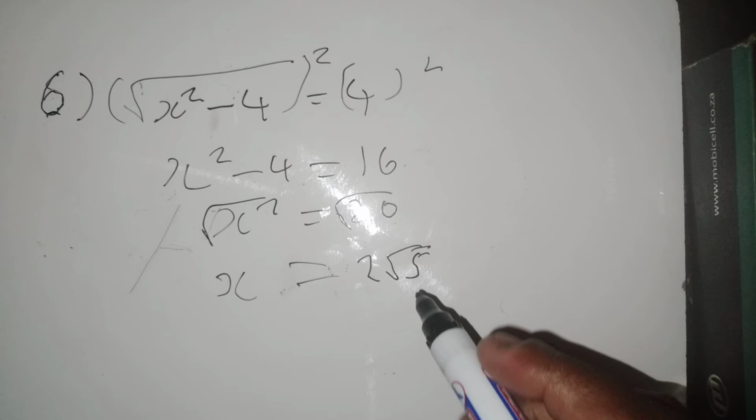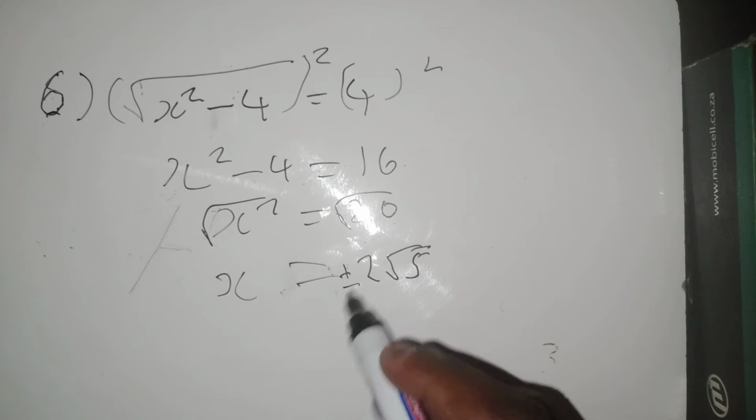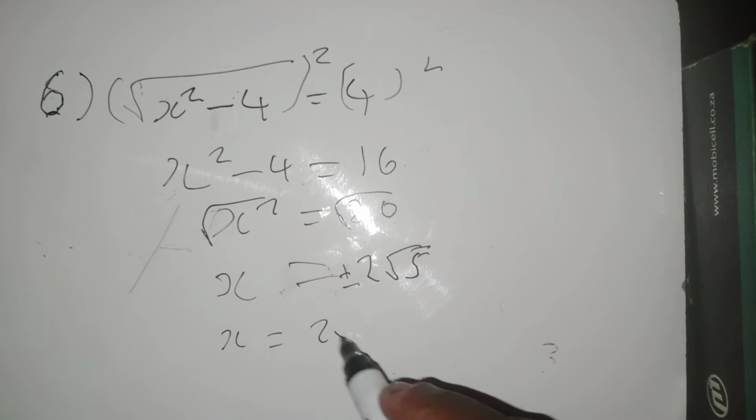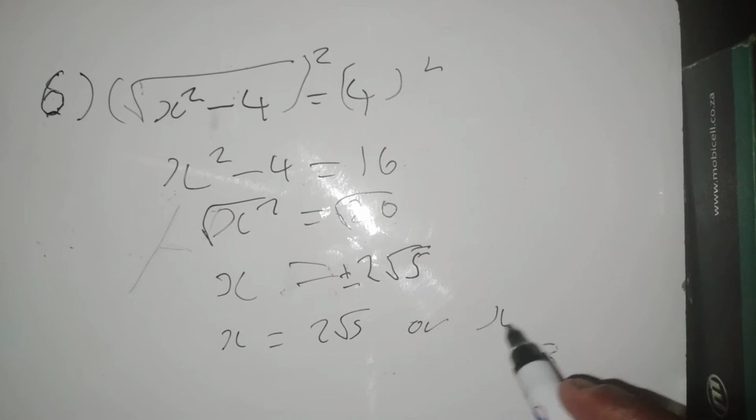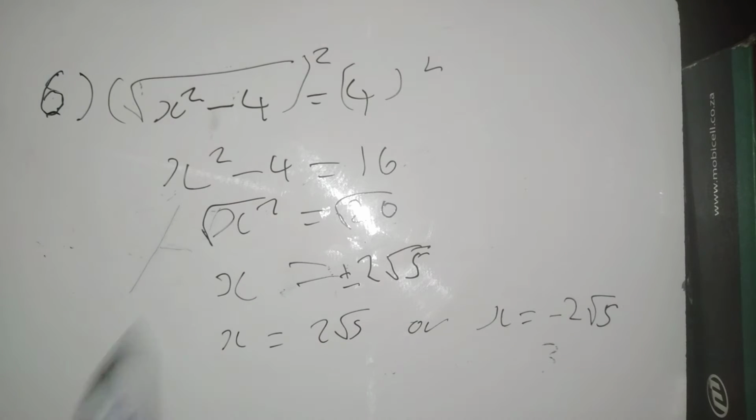Oh, and by the way, when we square root it, there are 2 answers, right? There's plus and minus. So it means x is equal to 2 root 5 or x is equal to -2 root 5. But both of them will work if you test it. So yeah.